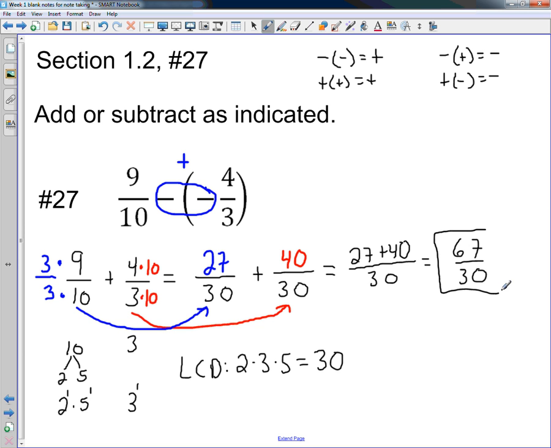You do want to check to see if it reduces. MathXL will mark you wrong if you don't reduce your problem completely. So that was adding fractions. Let's go ahead and look at dividing.